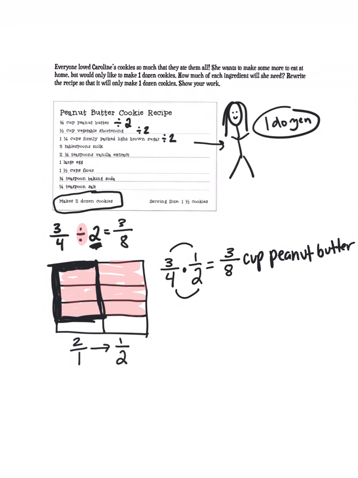Okay, let's do the same thing with our 1/2 cup of vegetable shortening. We need to cut that amount in half in order to reduce the recipe. So I'm going to take 1/2 of the 1/2 cup of vegetable shortening. Now I can multiply straight across my numerators and straight across my denominators, and that gives me 1/4 of a cup of vegetable shortening.